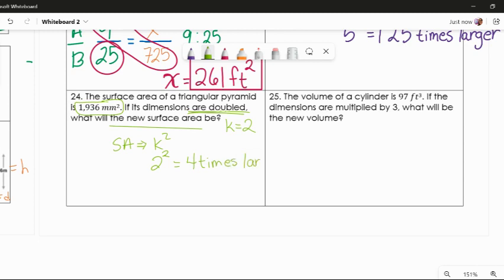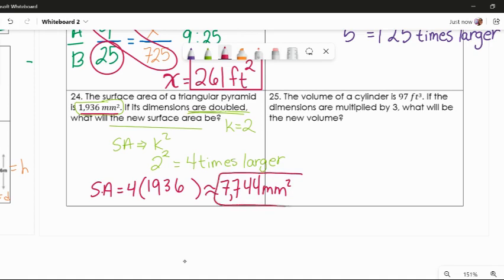Now, that's not the question. They didn't ask how many times larger it was. They asked, what will the new surface area be? Well, we can find it. We just said the new surface area is going to be 4 times larger. So 4 times the original 1,936 millimeters squared. Do that on your calculator, just 4 times that because it's 4 times larger. And we should get that our surface area is 7,744 millimeters squared.